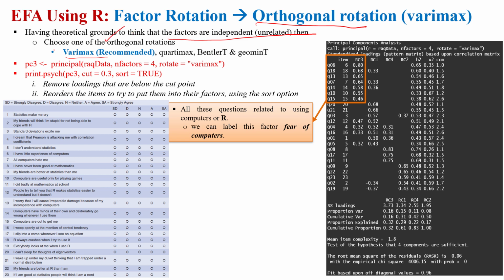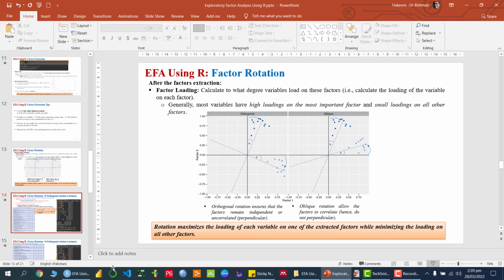So Varimax is recommended out of these. Whatever technique you want to apply, you can mention in the rotate argument. But right now I'm going to apply Varimax. How can I do that?